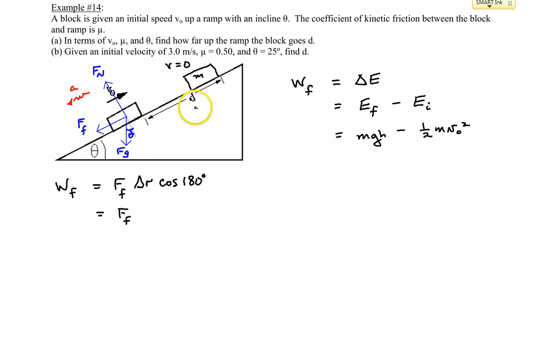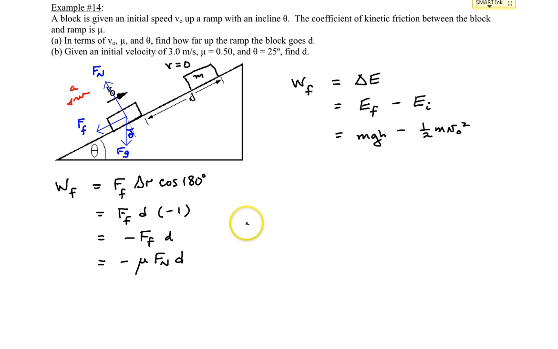Let's replace delta r with d, because that's the displacement in our diagram, and this is times -1. So we have a negative force of friction times the distance d. We now need to get rid of the force of friction, so we will have to look at summing the forces. The force of friction is equal to the coefficient of friction that's given, so we have mu, times the normal force. So we do have to get rid of the normal force.